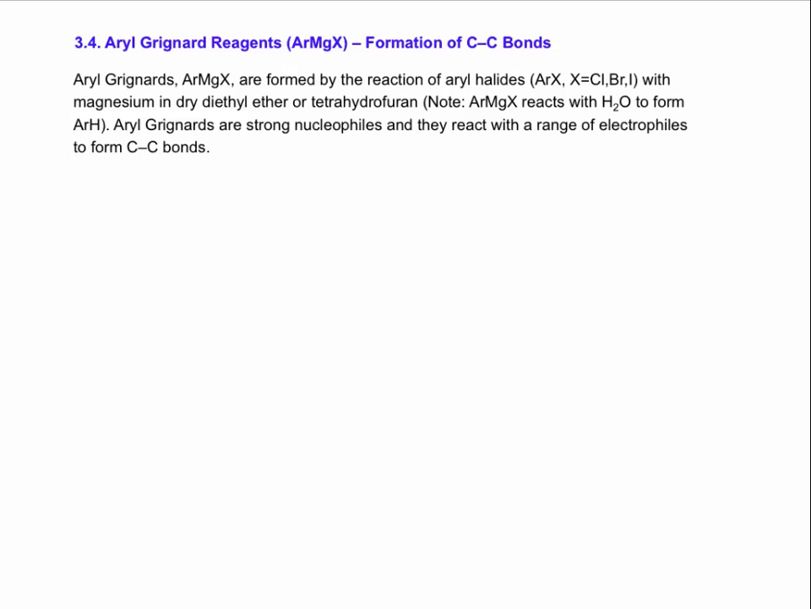Let's now look at aryl Grignard reagents and their use in the formation of carbon-carbon bonds. And aryl Grignards are formed by the reaction of aryl halides with magnesium in dry diethyl ether, or THF, because the Grignard would react with water, so we need to ensure there's no water that's present. And aryl Grignards are strong nucleophiles. They react with a range of electrophiles to form many carbon-carbon bonds.